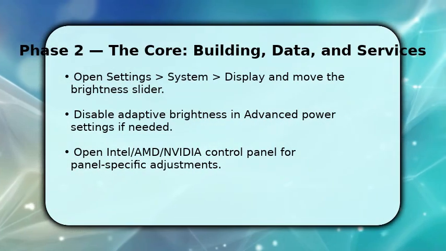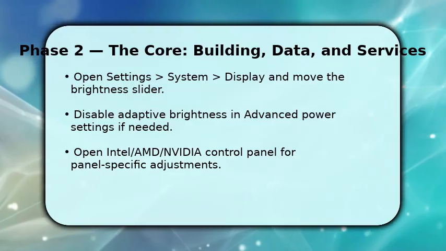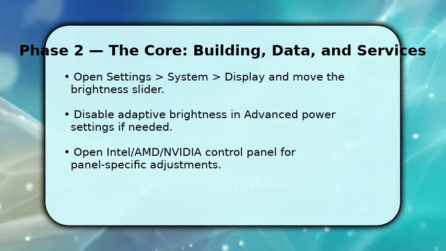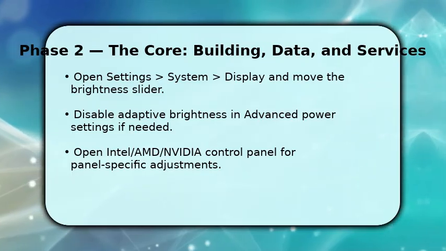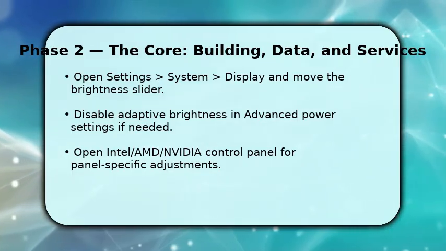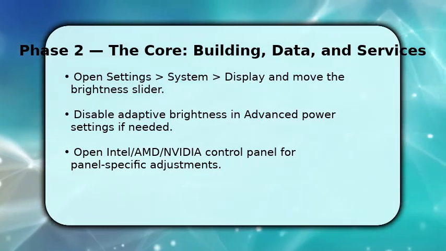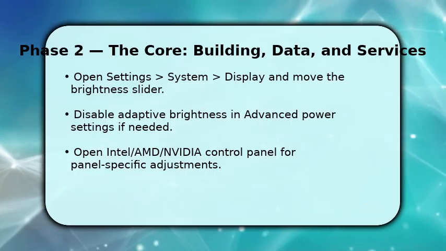Now use Windows settings for precise control. Open Settings, go to System then Display and slide brightness to your target. This is the main control. If brightness keeps changing, disable adaptive brightness in advanced power settings because automatic sensors can override you.